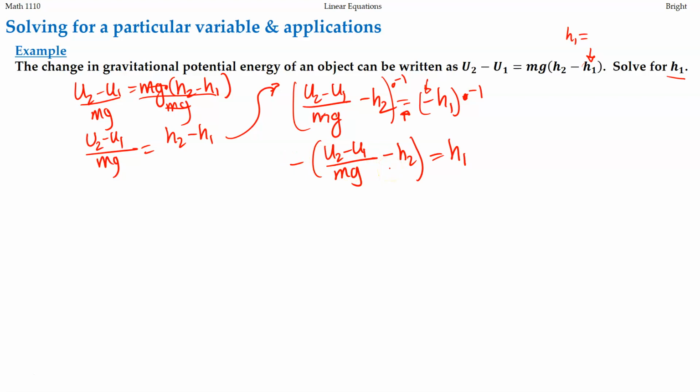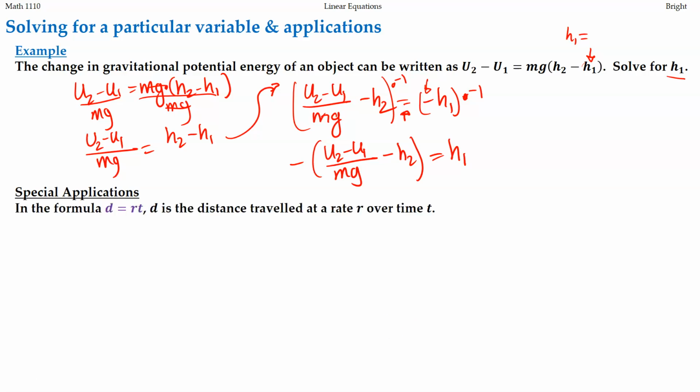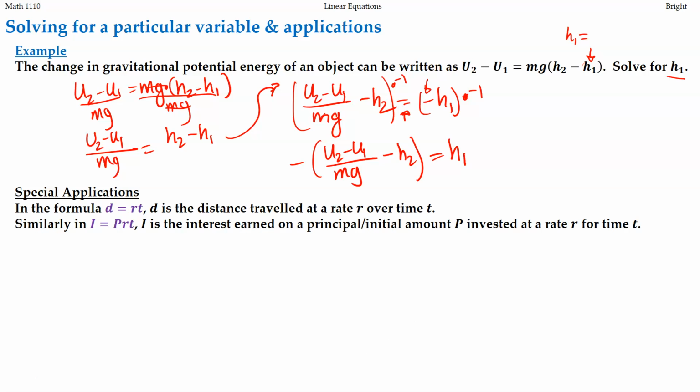I'm not going to. Okay, so you're going to see some examples in Hawks and other places where you might just have to solve an equation for a particular variable. Otherwise, you might see some applications, and a couple applications that we're going to see in particular are related to distance, rate, and time, and interest. The one that we're going to mostly see is this distance one. I call this equation DIRT.